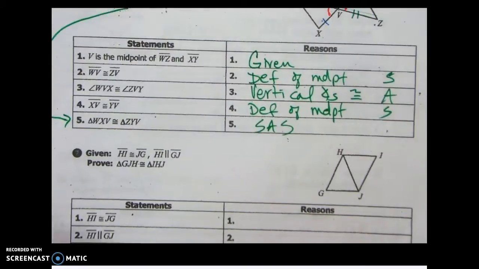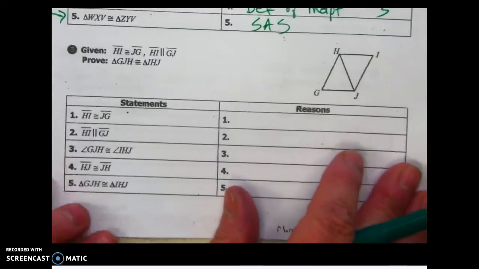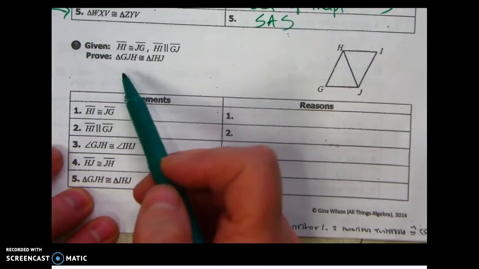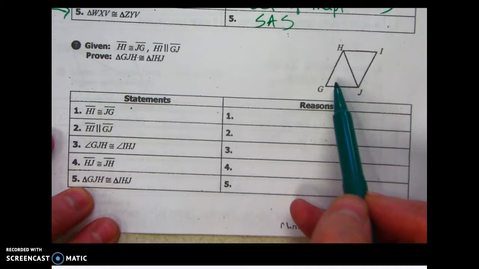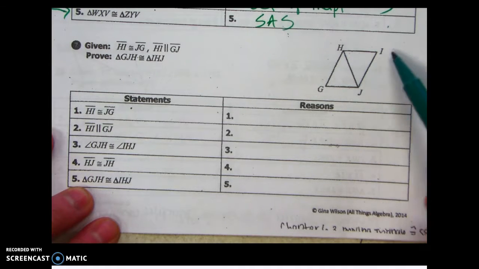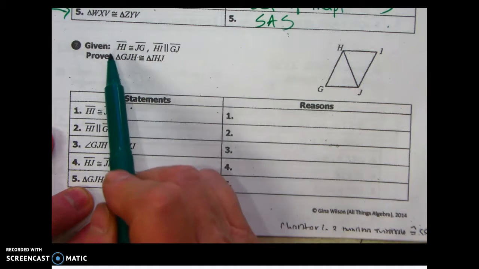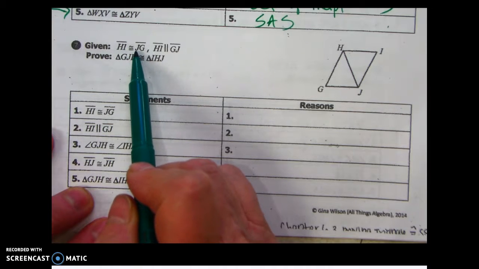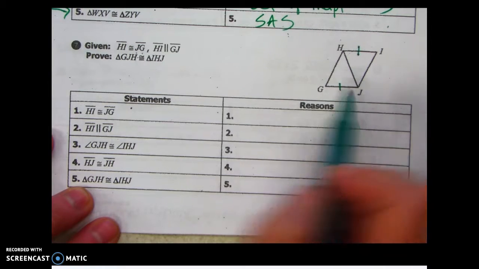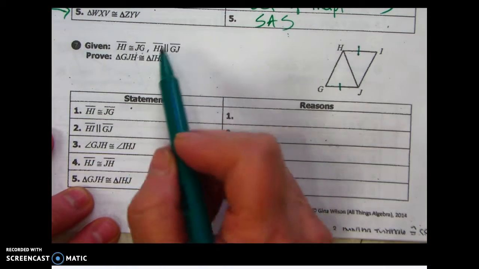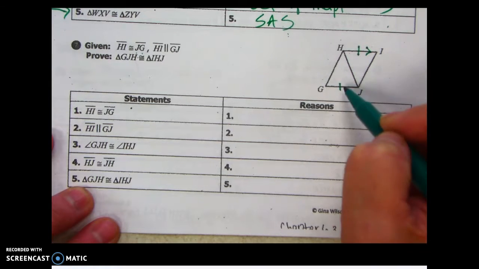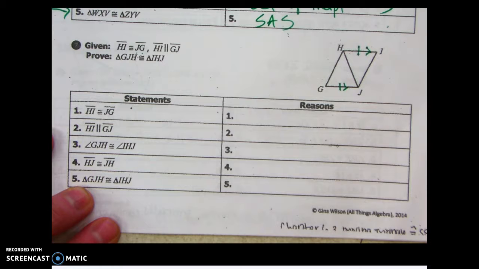Okay, let's look at this last one, and this is an important one too because it is also presenting new information to you. So what I'm looking at is our given information. I'm trying to prove this triangle is congruent to this one. So I start out with HI is congruent to JG. Now my next bit of information is that those same two lines are parallel to each other. So I put the arrows that show parallel lines.